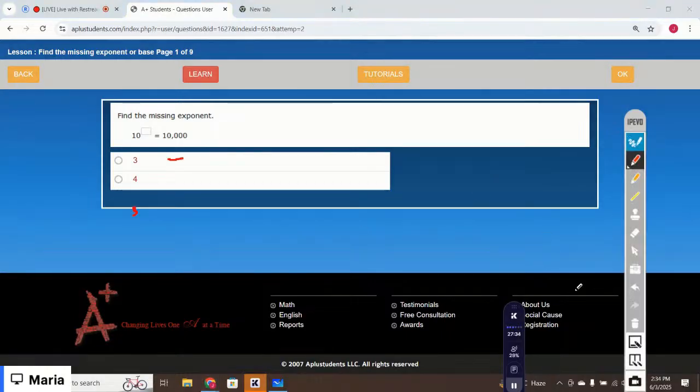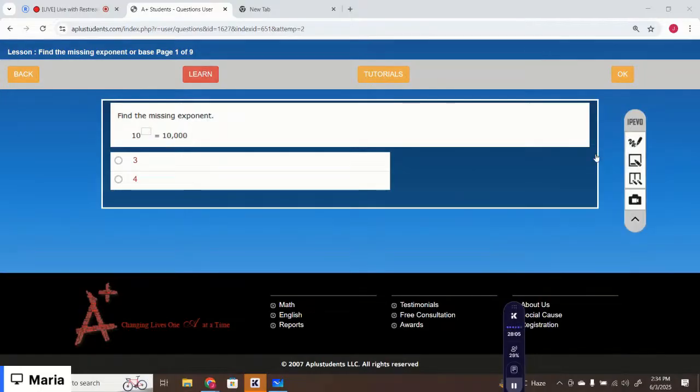Find the missing exponent. 1, 2, 3, 4. So here we have four zeros. So that is 10 exponent 4. Option number two is the correct option.